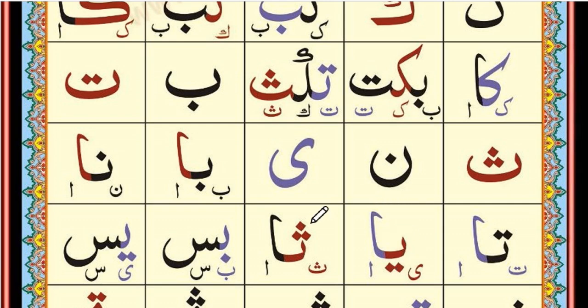Ya, Alif. Sa, Alif. This is Sa and this is the head of the Sa. Sa, Alif. Read very softly without whistle sound. This is not Sa. This is Sa, Alif. Ba, Sin, Ya, Sin.